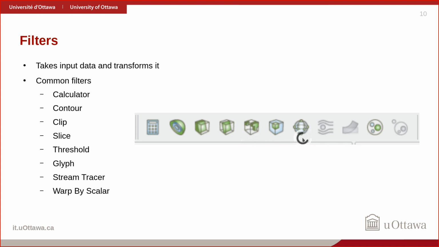This one is the glyph, so that allows you to assign 3D symbols to points. The stream tracer lets you visualize vector fields, so it shows you how a particle would flow through the vector fields. This is warp by scalar. It's useful for transforming 2D data to 3D data. The others I won't get into. They are used less frequently.